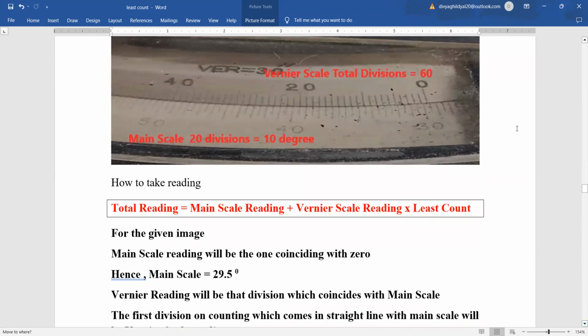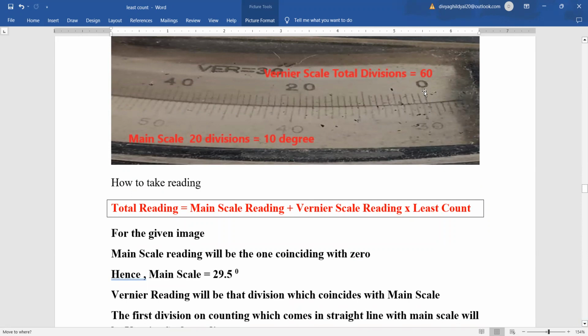Now, suppose my reading is coming here. How to read this scale? I know that my total reading will be written as main scale reading plus vernier scale reading into least count. Let us see what is my main scale reading here. See, with 0 coinciding at, this is 30 degree. So this will be 29 degrees. 0 is coinciding at 29.5 degree.